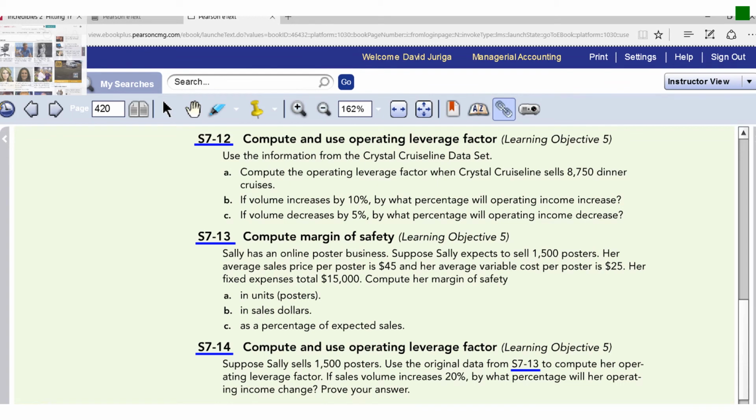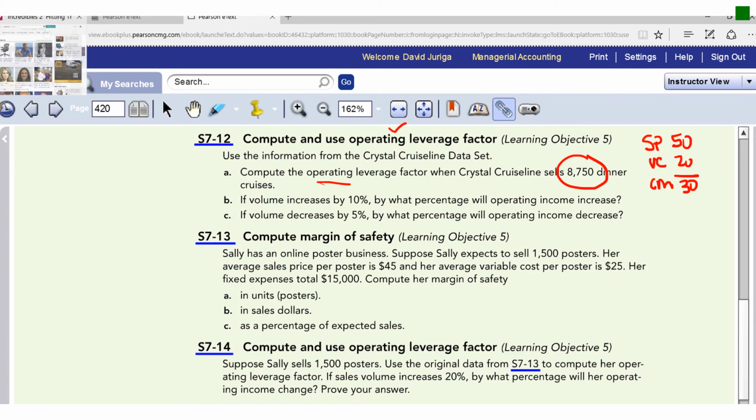Okay, so this is exercise 7.12. We're going to calculate operating leverage. In this case, we're using this for the Crystal Cruise Lines, and again, we're going to use this at a volume of 8,750. So just to remind you, the sales price was 50. The variable cost was 20, which means that the contribution margin per unit was 30.